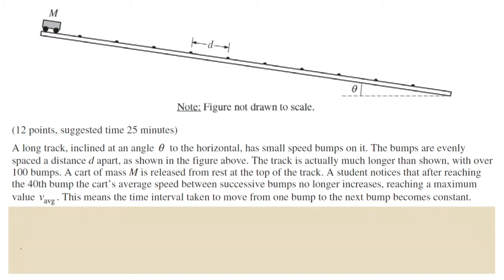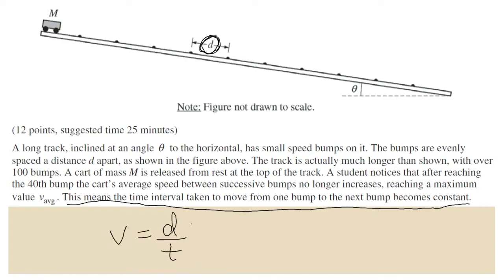This means that the time interval taken to move from one bump to the next bump becomes constant. Now, I thought that part of this question was fairly generous. You should realize, based on the description in this problem, the distance between the bumps is fixed. It says it's a distance d. And if average speed is distance over time, and this is fixed, and now they're telling you eventually this thing is becoming constant, then that has to mean that the time is going to be constant as well.